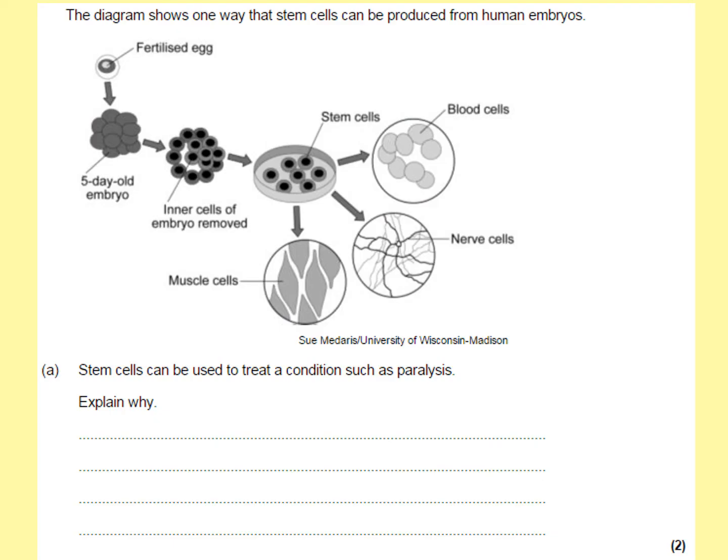So this is an exam question. I'm not going to ask you to do it. I'm going to talk you through it, and then we'll go and look at the mark scheme after this. There are 2 exam questions, and I'm going to talk you through the answers. This is the diagram of one way that stem cells can be produced from a human embryo. You've got this 5-day-old embryo, and what they do is take out the inner cells because they're the stem cells. They put them into a petri dish, and then they can grow into blood cells or nerve cells or muscle cells. And it says, explain why stem cells can be used to treat conditions such as paralysis. It's a 2-mark question.